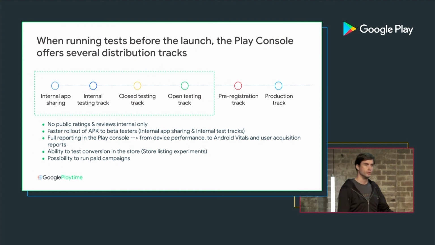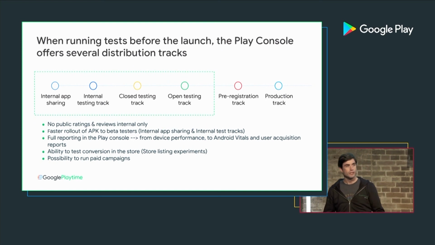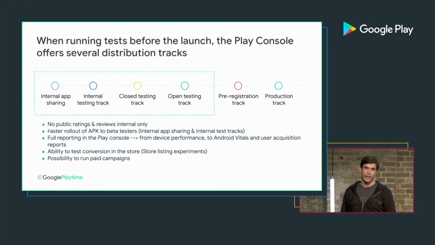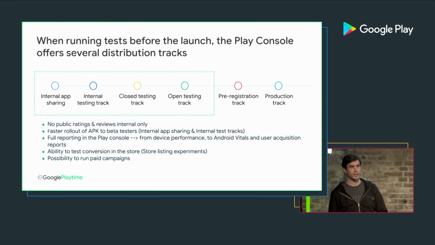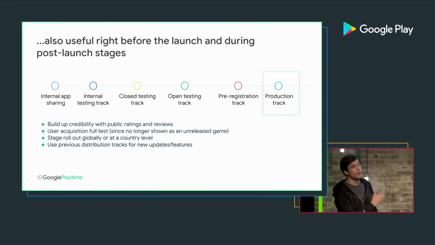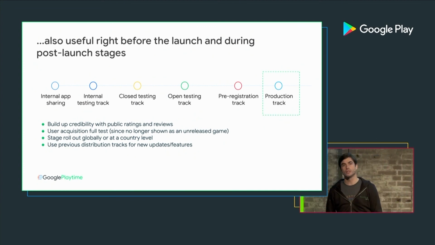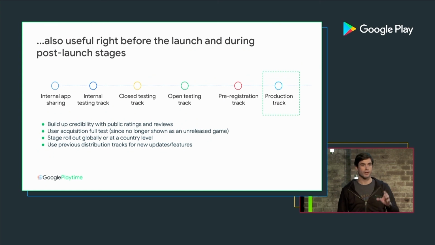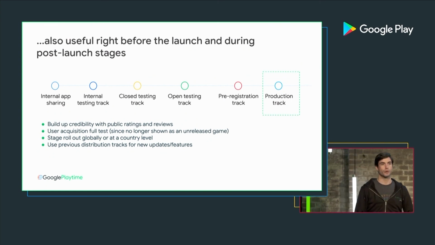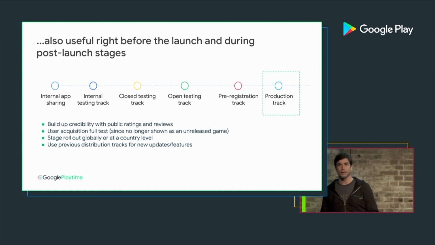You will not see any public ratings. All the reviews are private. You will still benefit from all the reporting from the Play console, and you can even run UA campaigns and stuff like that. So that's super important. As well, we see many developers using the production track for testing purposes, whether it's full UA in some country, like in Brazil, as we were hearing before. And it also helps to build some credibility by ratings.